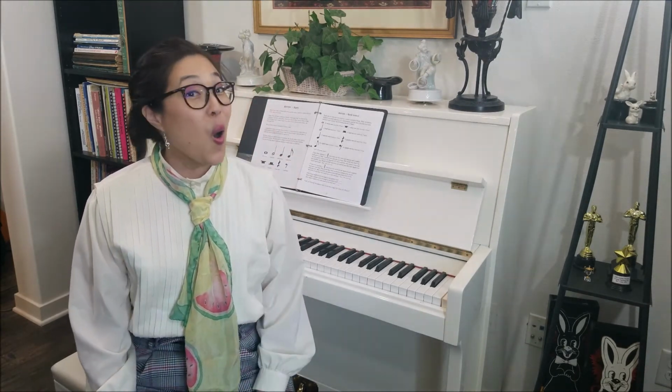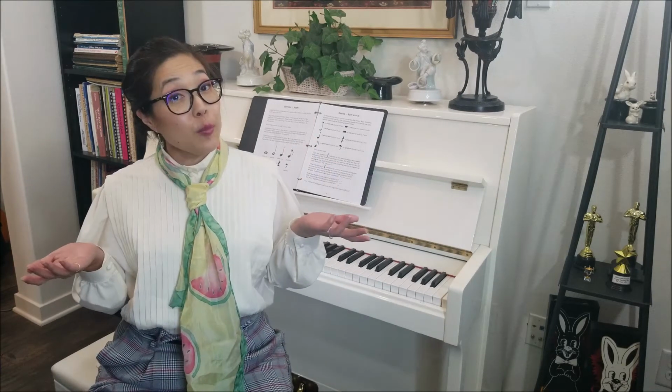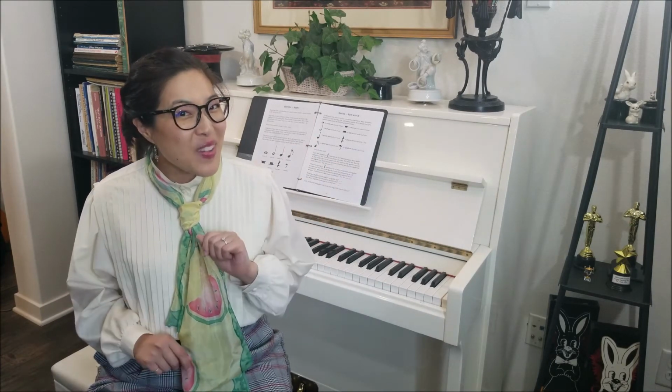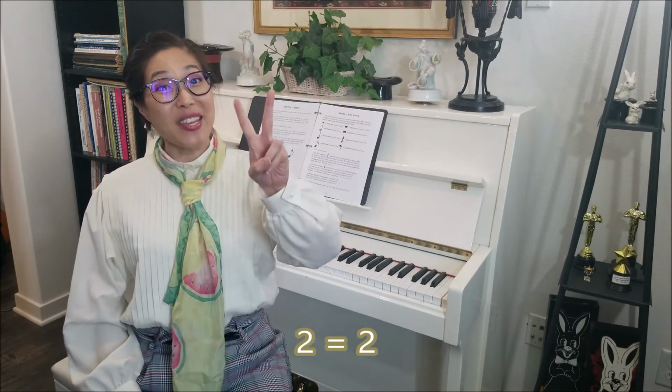Now, if the time signature is 2/4, that means there's 2 beats per measure, and the quarter note gets a beat. That means there can be 2 quarter notes in one measure. Or there could be 1 quarter note and 1 quarter rest in one measure. Could there be a half rest in one measure? Yes, because a half rest would get 2 beats.